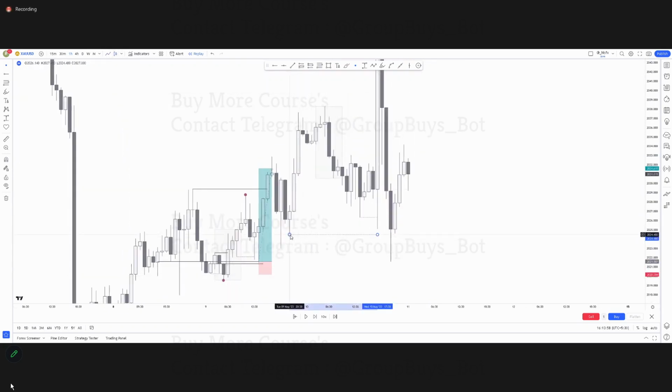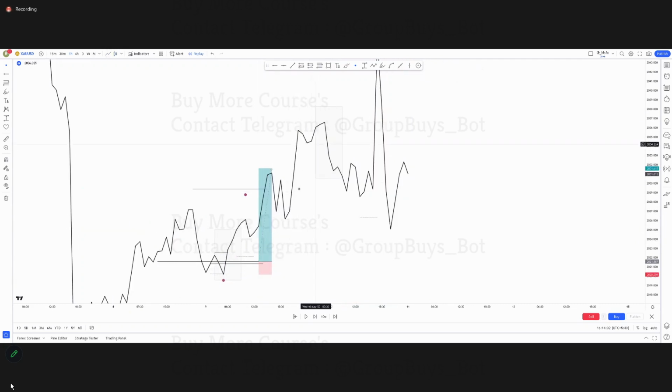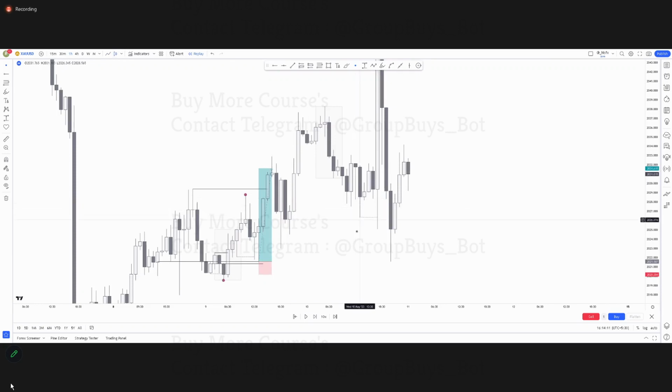And then our strong low here has no internal range liquidity here. So when we have no liquidity, we need to wait for the liquidity to get created. So the liquidity is created here. Okay. Created here. Now all we need to do is look for what?